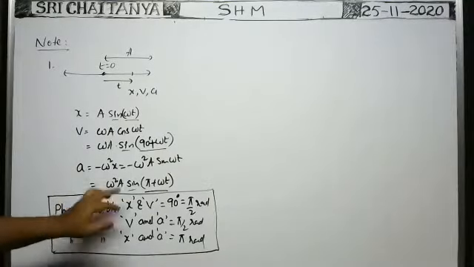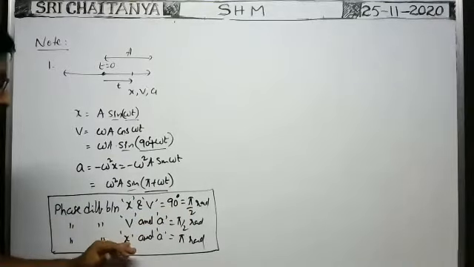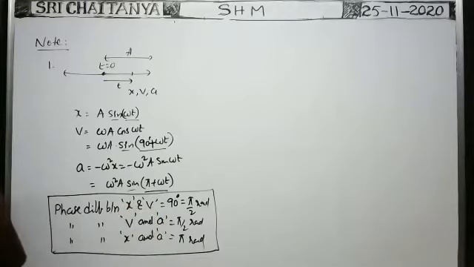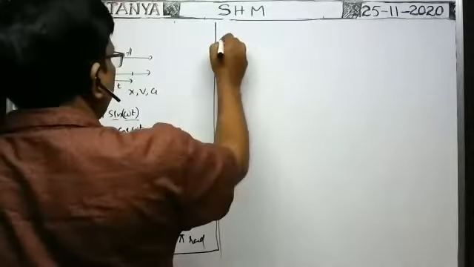Phase difference between displacement and velocity is pi by 2. Velocity and acceleration, pi by 2. And displacement and acceleration is pi radians. It is very, very important. Okay, it is one of the note points. Next, second one.